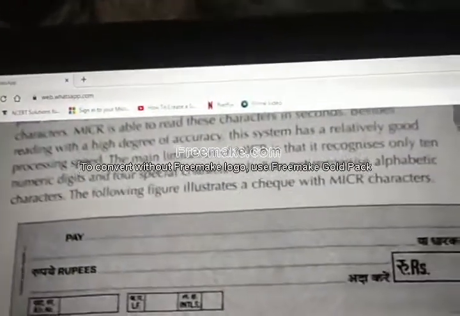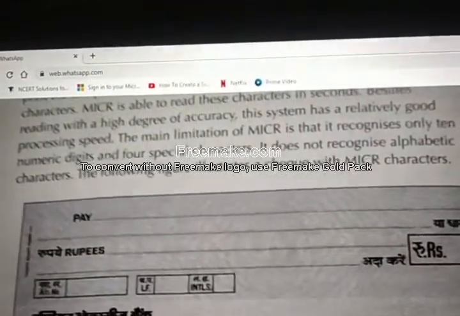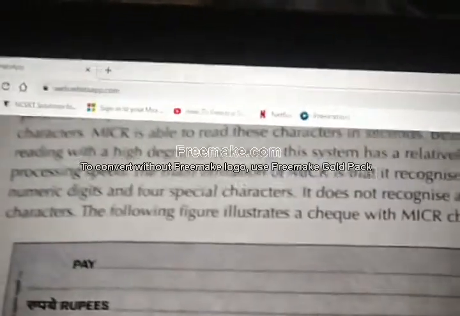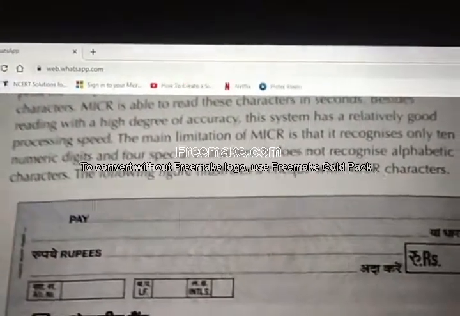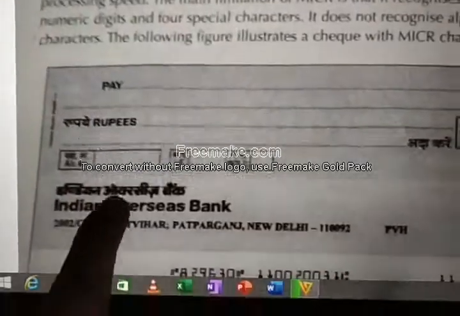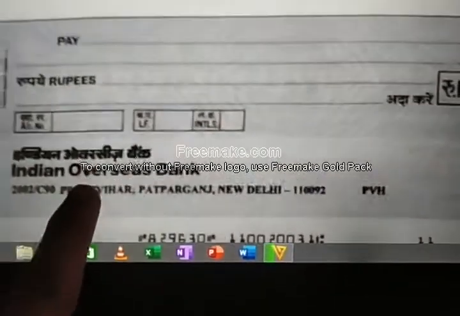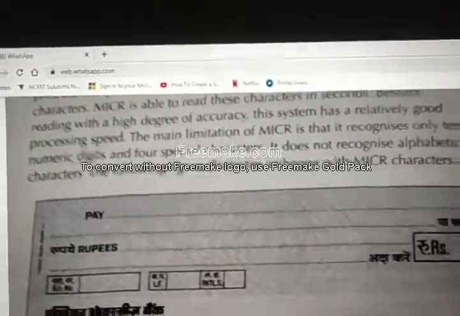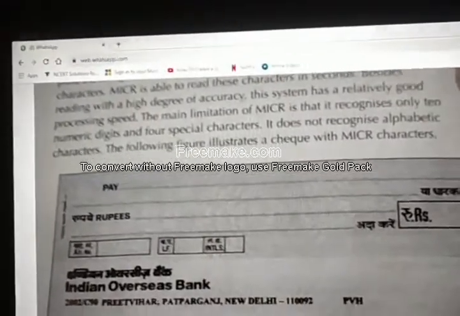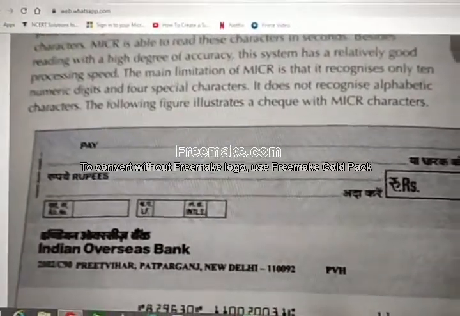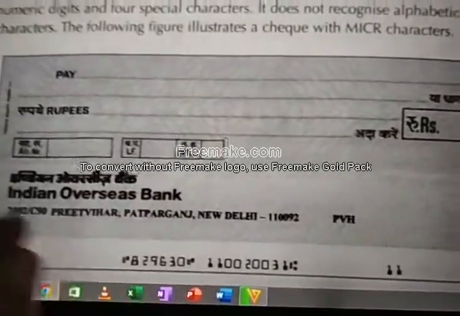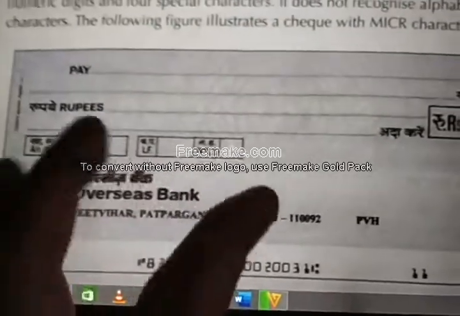In a checkbook, they will be printing these numbers, but this MICR device will easily read the characters within seconds. Besides reading with a high degree of accuracy, this system has relatively good processing speed. Will it make any mistake while reading these numbers? No, it will be very good in accuracy. It will read the correct number and be very good in speed. By reading this, it sends the information to the bank, and the bank server receives it. If the check is correct and all the details you filled in are correct, they will give you the money.